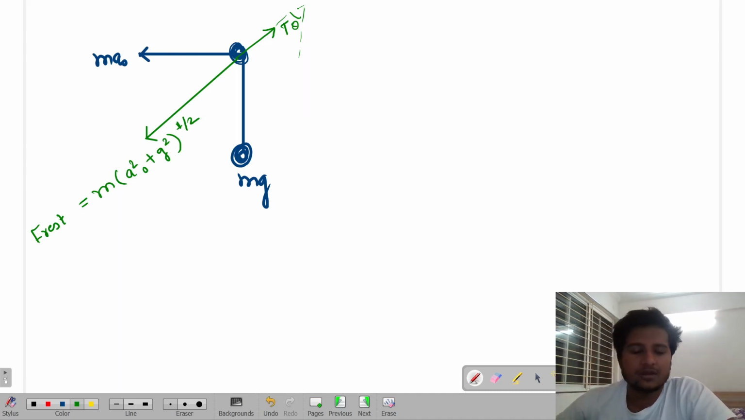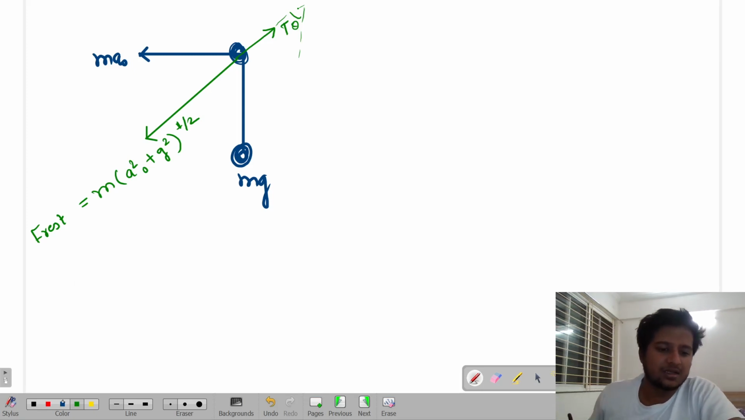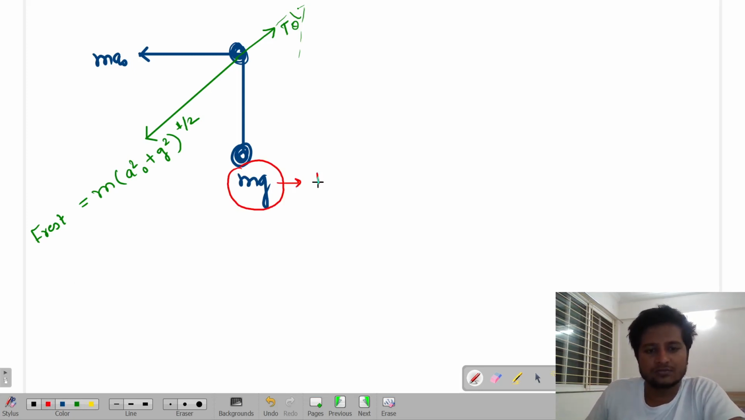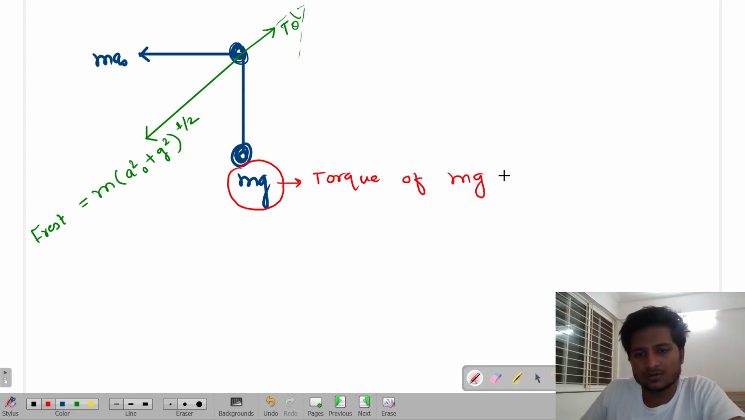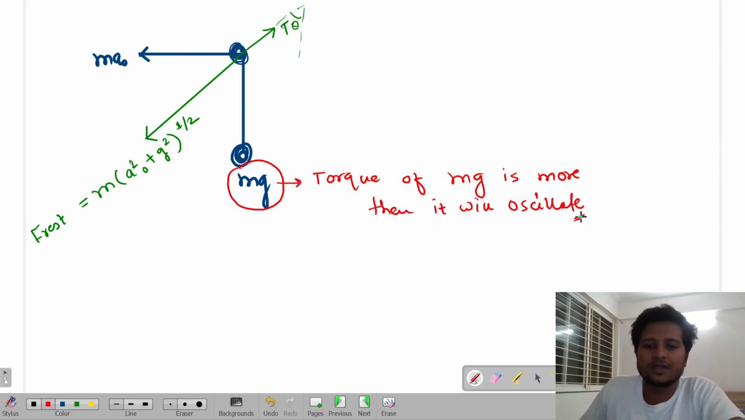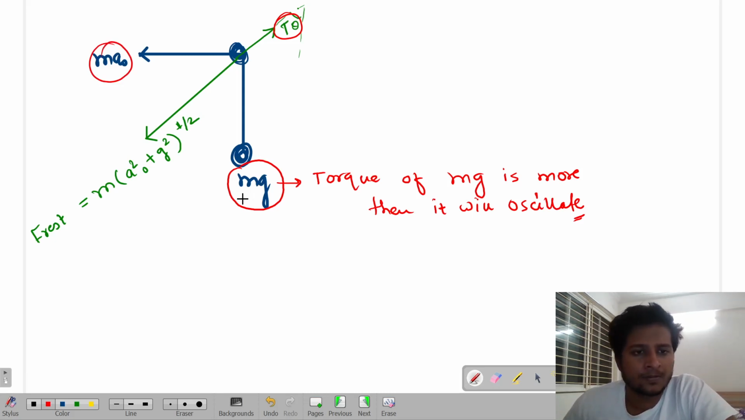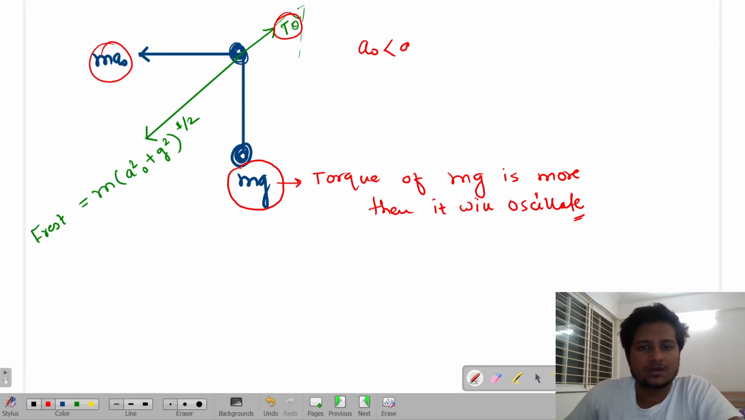Remember what actually happens: if the torque of mg in these cases is more, then it will oscillate only. Got it or not? It might feel to us that the net force can be balanced by tension, but look over here, m naught is less, mg is more, because a naught is less than g. Are you able to get me?